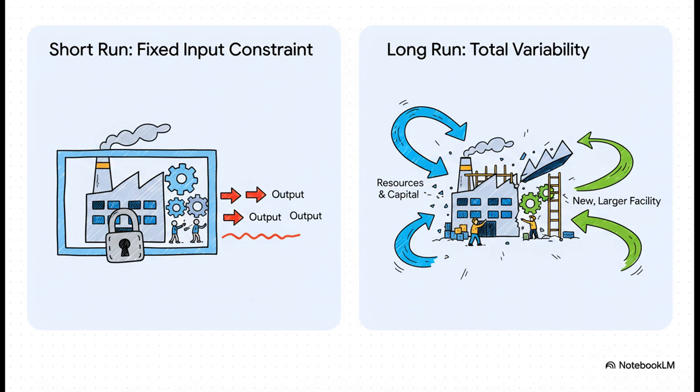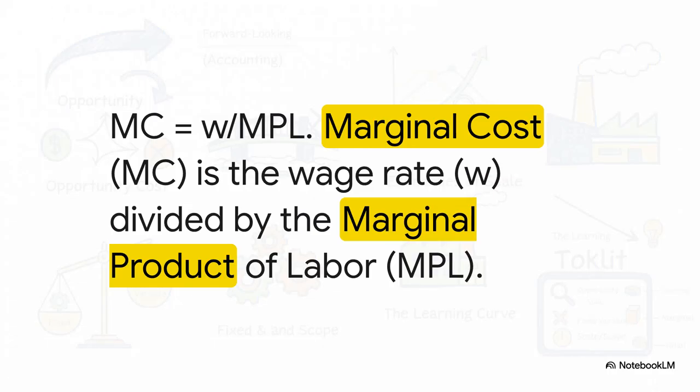Think about Delta. If they cancel 10% of their flights next month, a huge chunk of their costs are still fixed. But give them a couple of years, they can sell off planes, reduce their staff, those costs suddenly become variable. So what about the cost of making just one more thing? That's what we call marginal cost.